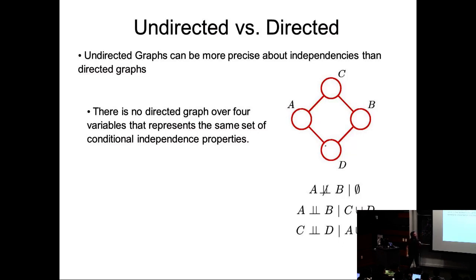It turns out that there is no directed graph over 4 variables that represents the same set of conditional independence properties. Exact same set, right? You can construct a graph that has this property but more, but you cannot specify a directed graph over 4 variables that has these specific properties. So in some cases, depending on what you're trying to do, directed graphs are more suitable. In other cases, undirected graphs could be more suitable, right?